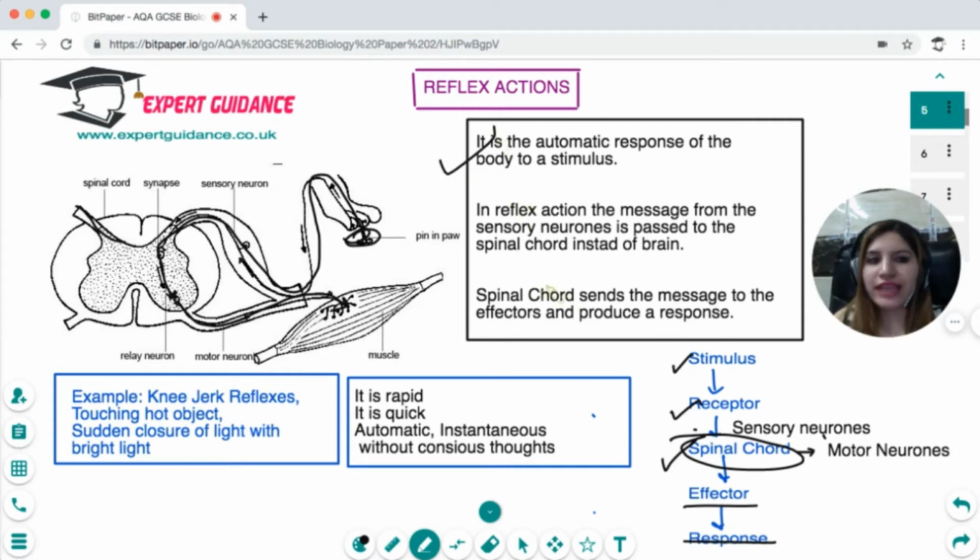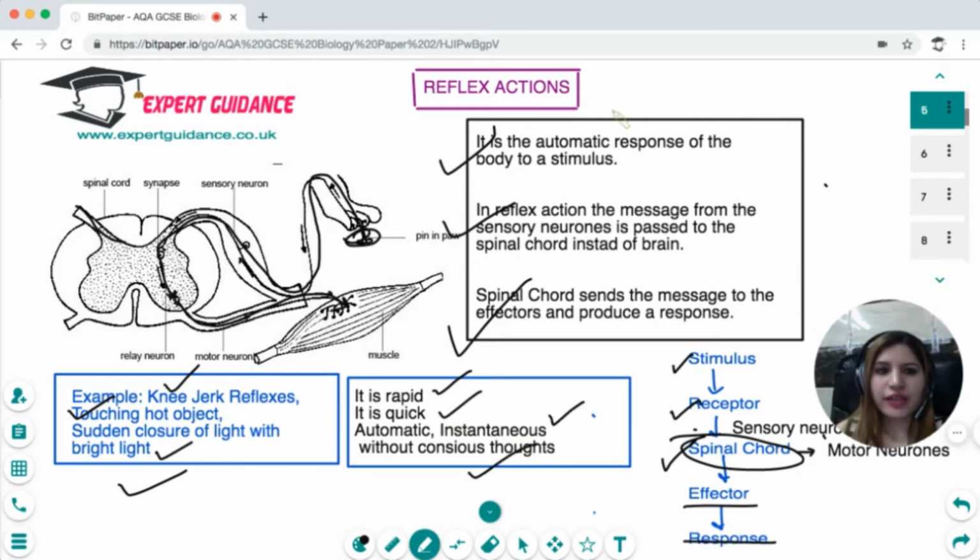In reflex action, the message from the sensory neuron is passed to the spinal cord instead of the brain. The spinal cord sends the message to the effectors and produces a response. Examples: knee-jerk reflexes, touching hot objects, sudden closure of the eye with bright light. The advantages of the reflex action is it is rapid, quick, automated, instantaneous, without any conscious thought. Okay, so I hope this concept of reflex action, how it works, and the advantages are clear to you.